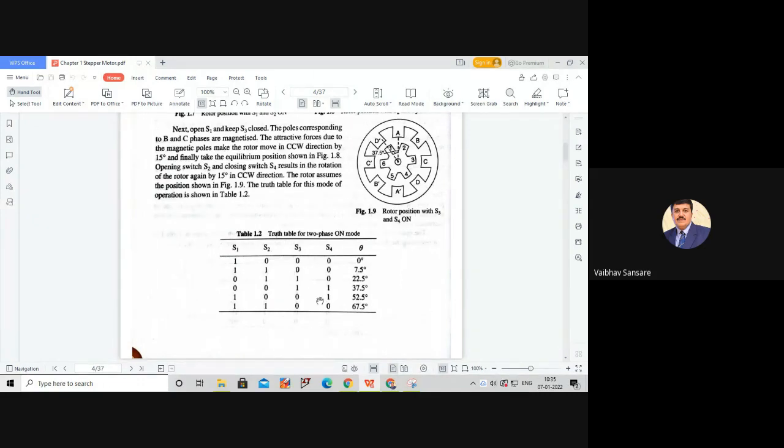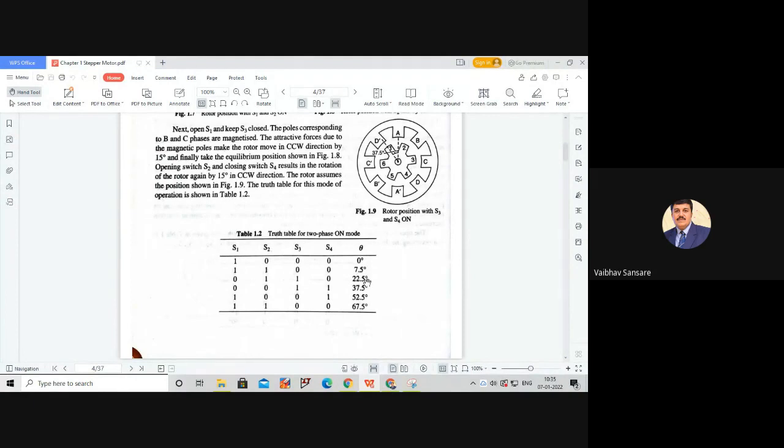Initially only S1 is on and all other switches are off. In this case the rotor is at rest at the initial position. We consider that as the reference, 0 degrees. So the position of the rotor is at 0 degrees. Now when we turn on S2, keeping S1 on, that means when S1 and S2 both are on, the rotor moves in the counterclockwise direction by 7.5 degrees.